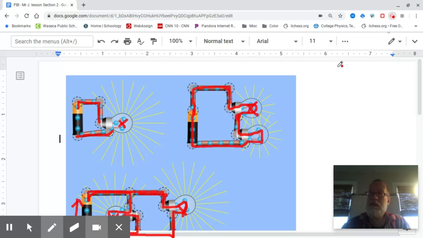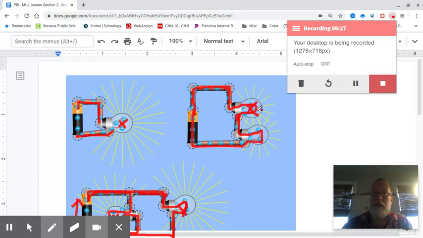The current is not being split here. All the current goes through this first bulb and all the current goes through the second bulb. It's just reducing the amount of current that's there.